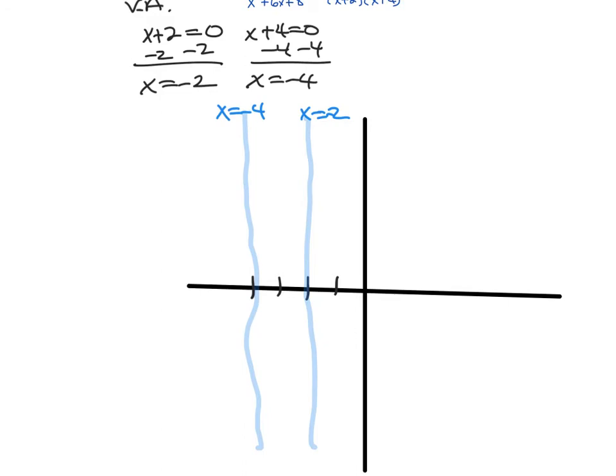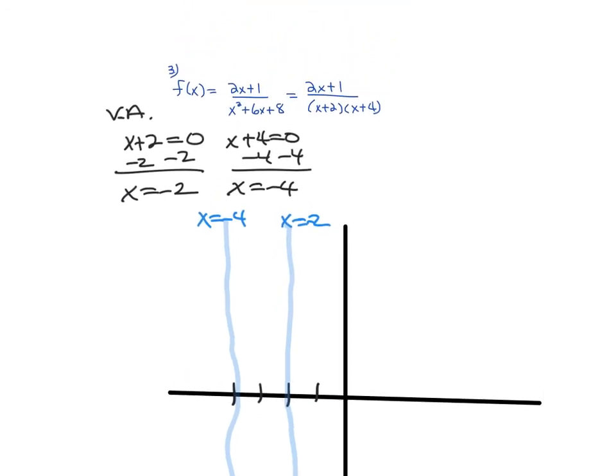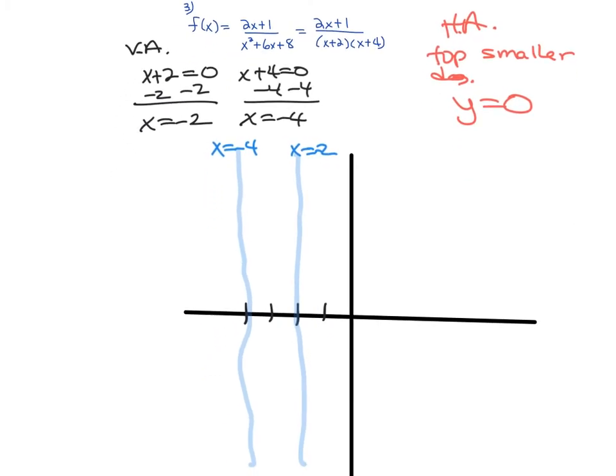Now I have to find the horizontal asymptote. So for the horizontal asymptote, this is where we're going to look at the degrees. The top degree is smaller. So this tells me it's automatically y equals 0. So when the top degree is smaller, it's y equals 0. Remember, when the top degree is bigger, we do long division. So my horizontal asymptote is the x-axis.